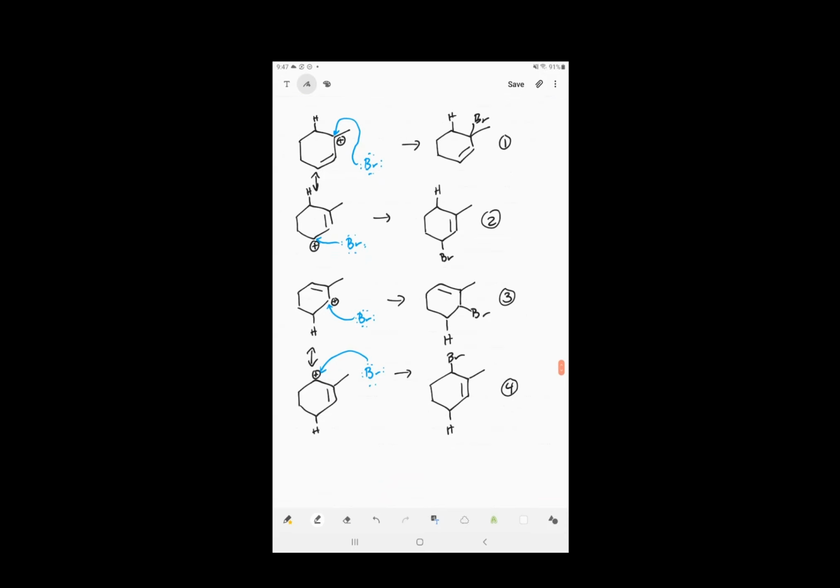With regards to these, which one of these products do we think is going to be the most stable? 1, 2, 3, or 4. And if some of them are equally stable, we can have that as an option. 2 and 4, I would say, yeah. So 2 and 4 are going to be thermodynamic products, because those give us our more substituted alkenes, right?